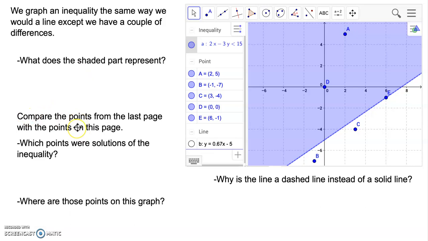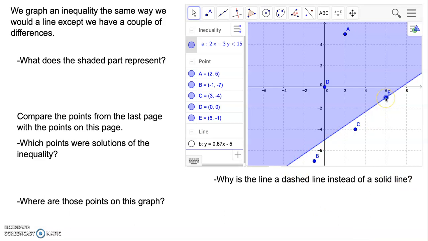So we compared the points from the last page with the points on this page. I want you guys to answer the questions. Which points were the solution? Where did we find those points on this graph? And then I want you to think about the answer to this question: why is the line a dashed line instead of a solid line? So notice that it's dashed.